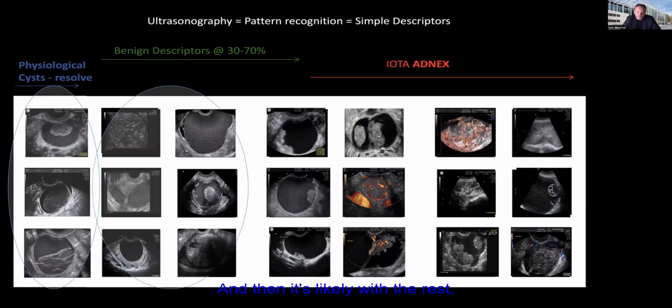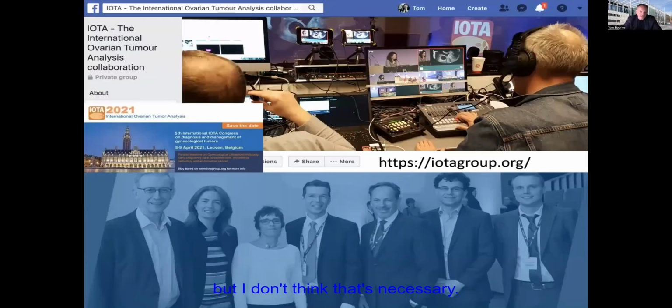And then it's likely with the rest, as we're going to hear in a moment from Dirk, that you're going to be able to use IOTA ADNEX. So that's basically an introduction to an approach to deal with ovarian masses. And ADNEX can be applied to all, but I don't think that's necessary.